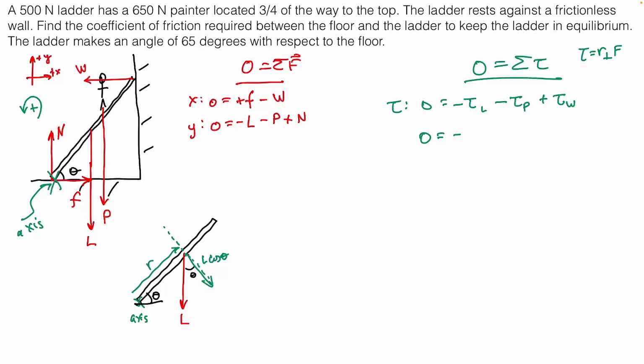What's the distance? What is R? It's half the ladder, right? So the distance is L over 2. And so we wrote down R, L over 2, times the force. What's the force? L cosine theta.